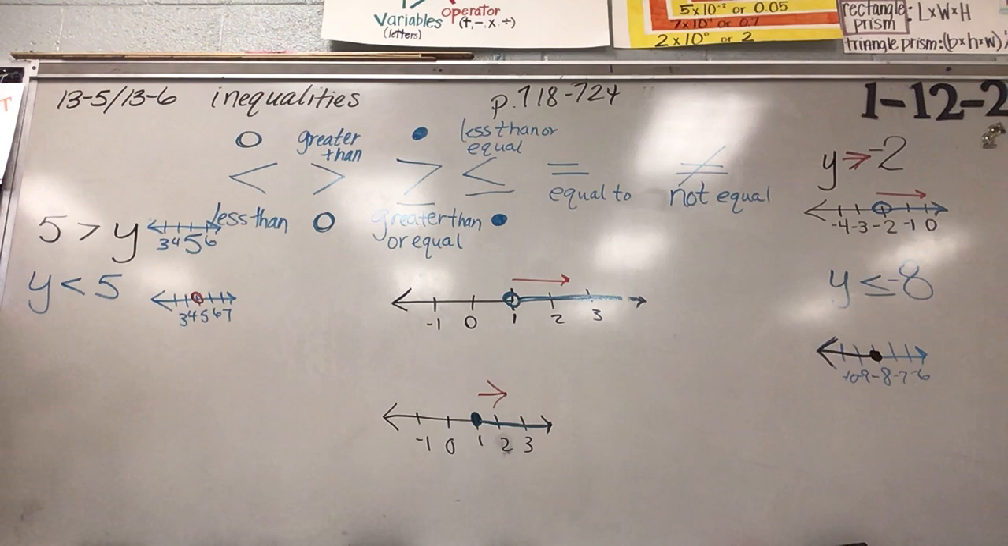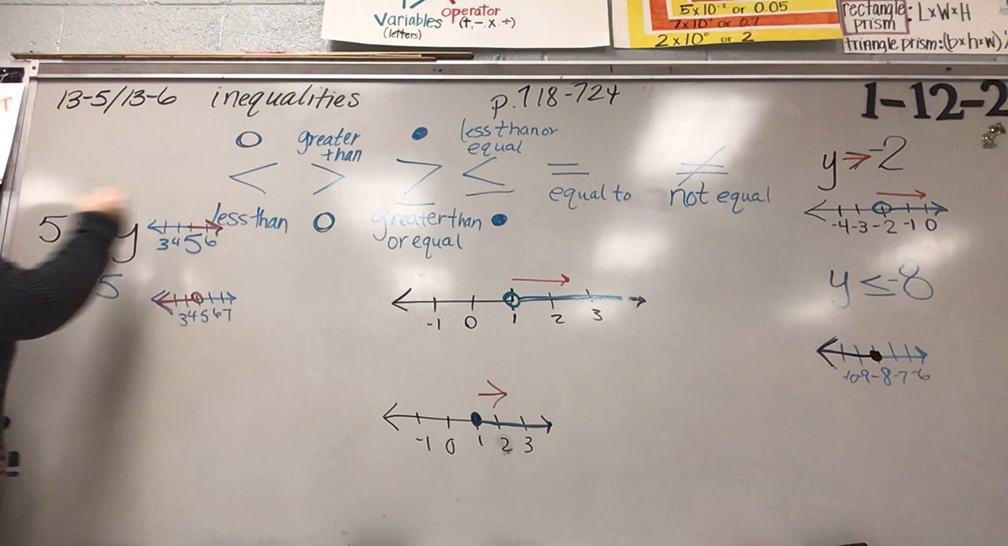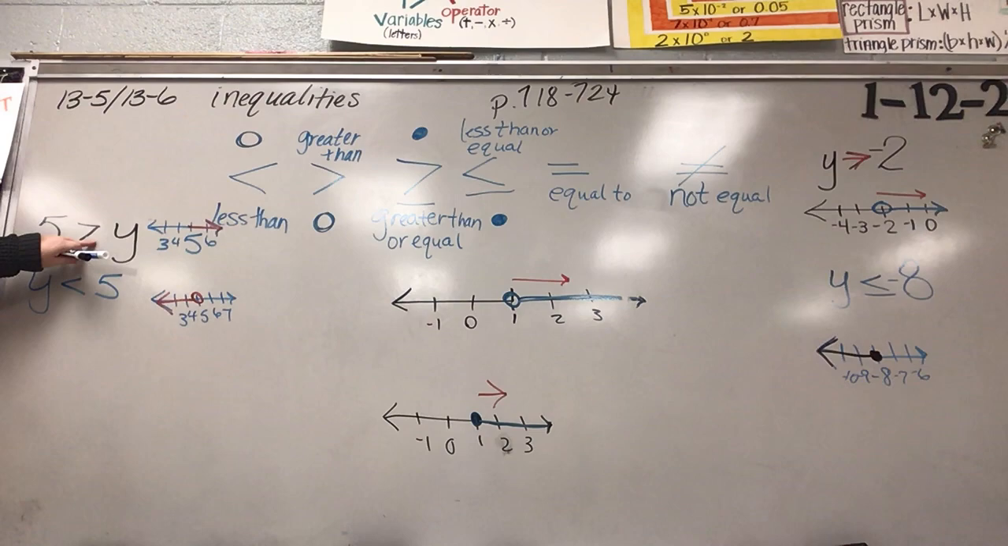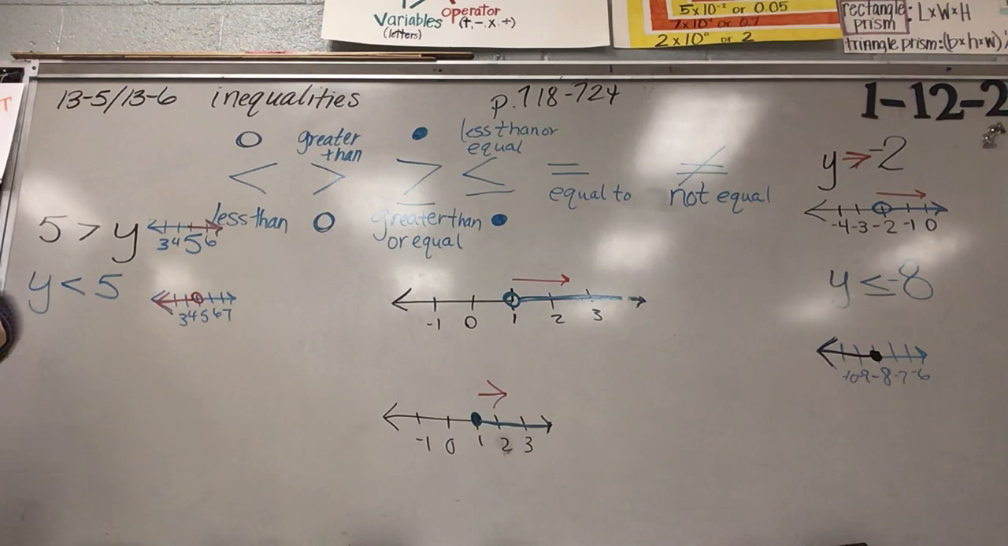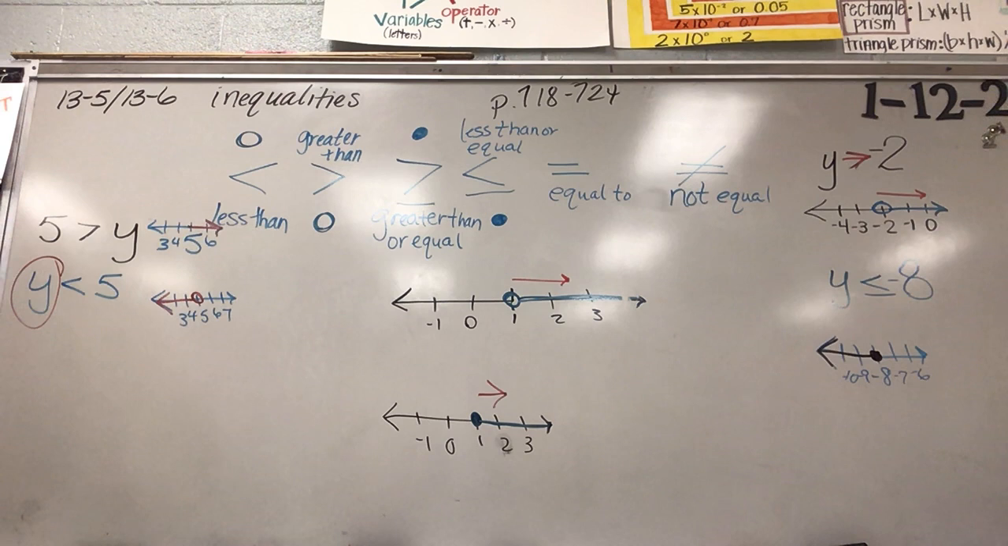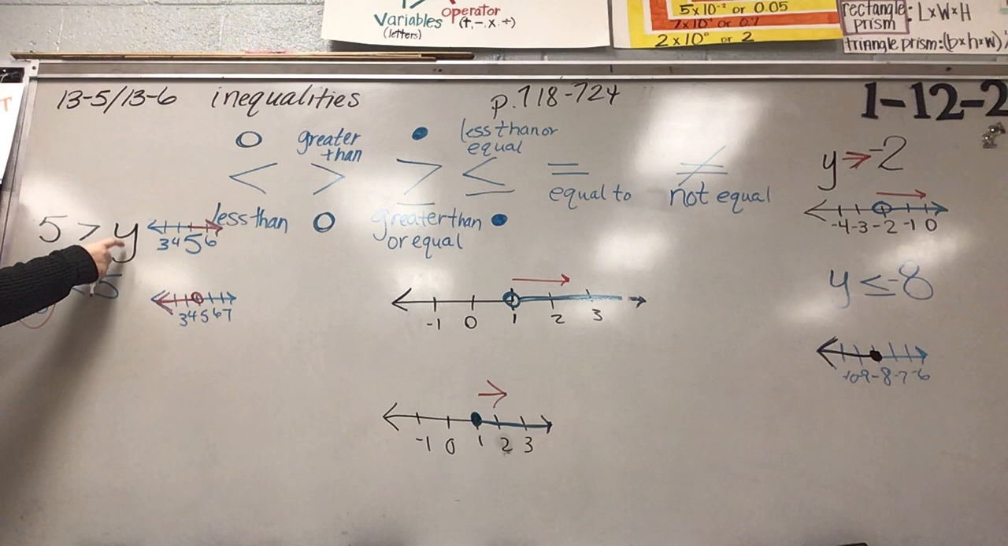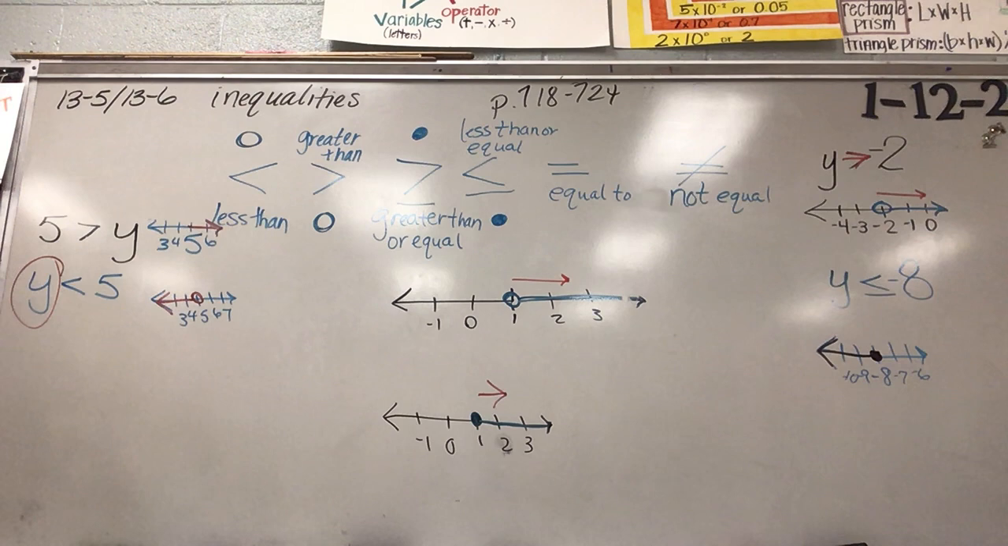How many of you would have done this one and made it go that way? I would have too, because Miss Skinner, you've already said if it tells you the way to go, it's pointing the direction. But I also said if the variable was on the left side. That's what it means. Now, but this says 5 is greater. So then why? We're not looking for what 5 is greater than. What does that mean Y is? Less than. So, it had to go this way.